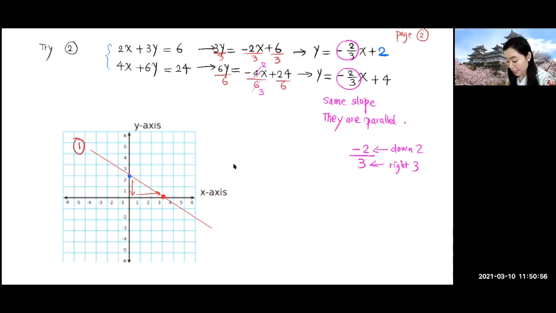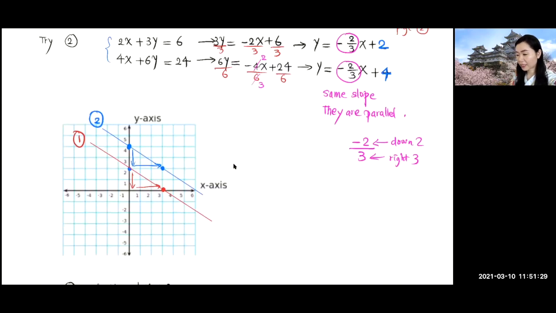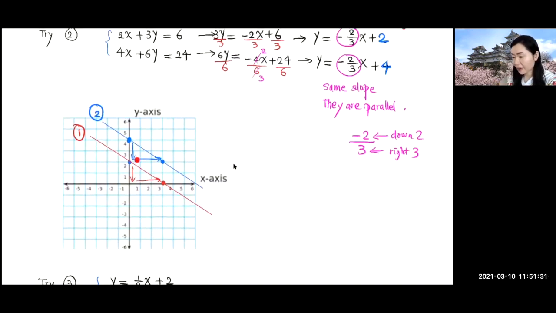Now the second one here, the y-intercept is positive 4. So on the y-axis, locate 4. And then again, the slope is negative 2 over 3. So we're going to go down 2 and then to the right 3. We end up at this point. And then we join. So we have this, and you see that they are parallel.